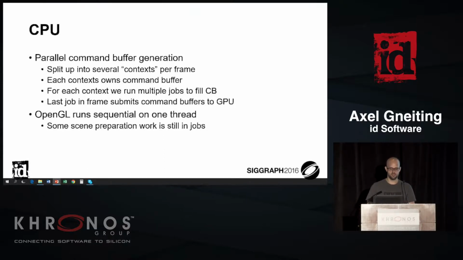On the CPU side, what's new with ATX6 is we actually already had parallel command buffer generation on the consoles, which means we split up the GPU frame into different contexts that we fill on the GPU. Each of those contexts has a command buffer and the associated state with it, and each of those contexts gets filled by multiple jobs which are serial on the job system. The last job then submits the command buffers to the GPU. We do the same work in OpenGL, but we still use a traditional render thread because we can't run parallel jobs there. But still, some of the non-graphic stuff is running in jobs.